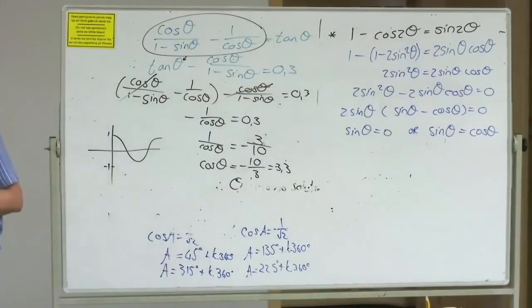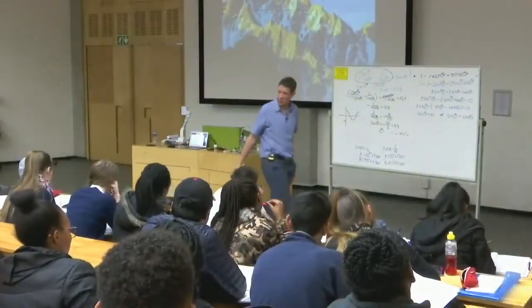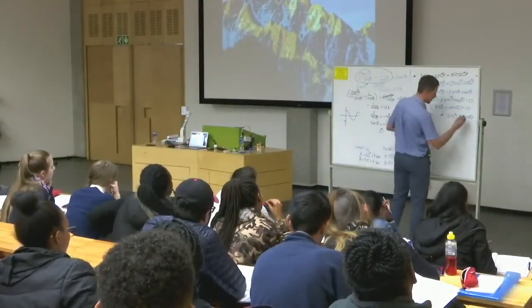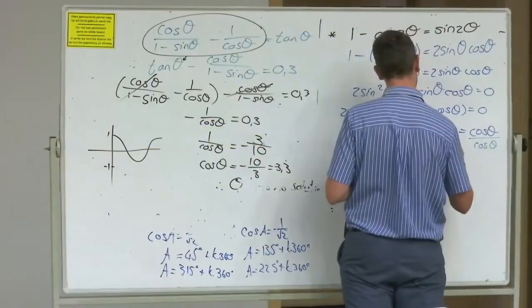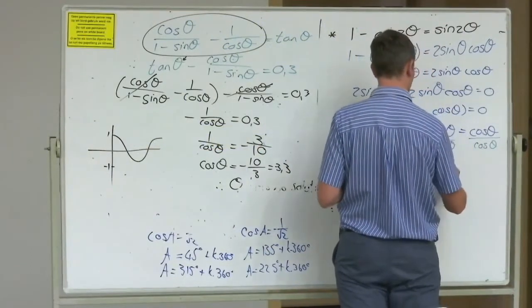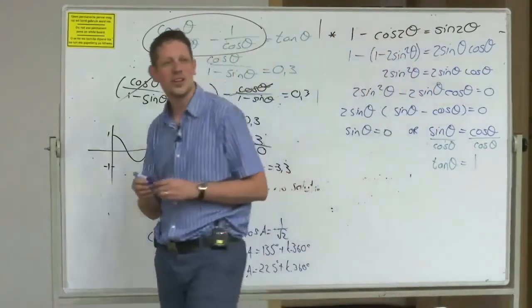Okay. Now the question is, how do I solve that further? Please somebody tell me. Say again. You can try cofunctions or divide by cos. Because this gives me tan theta equal to. Okay, now.